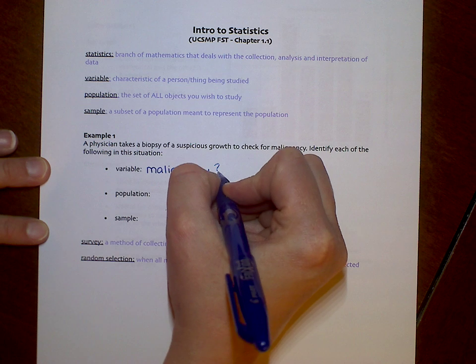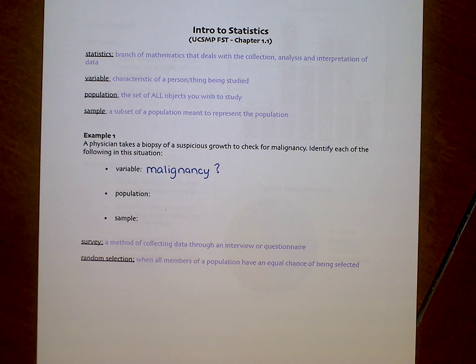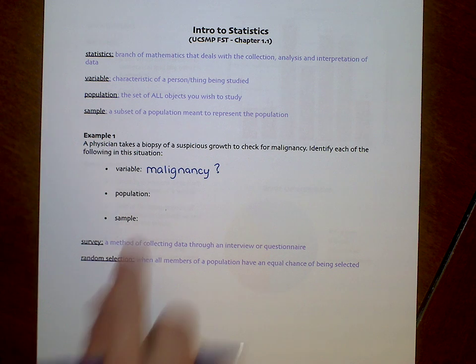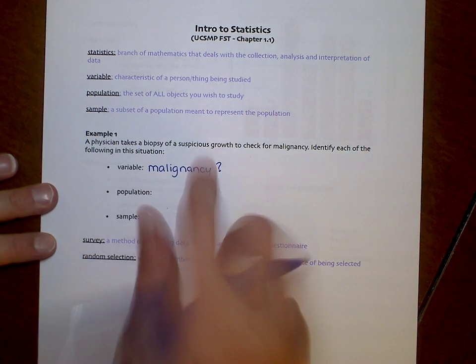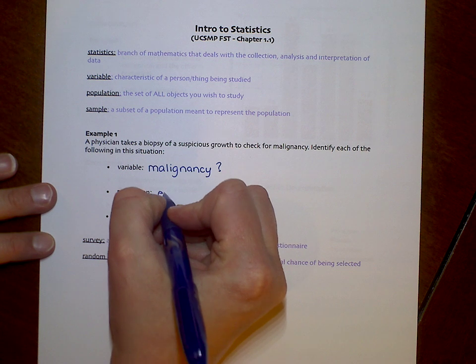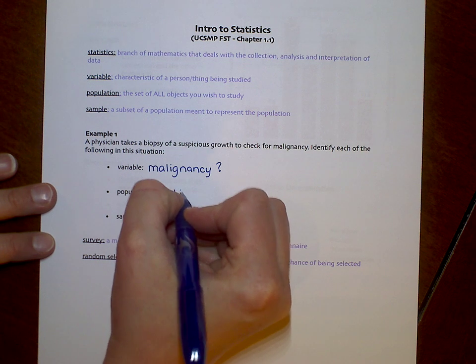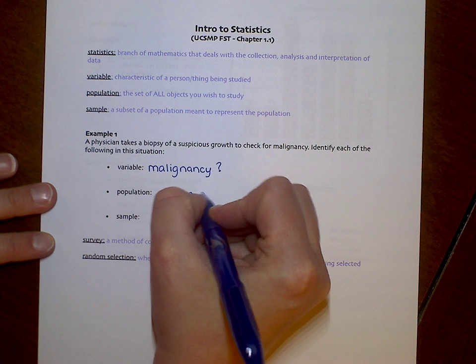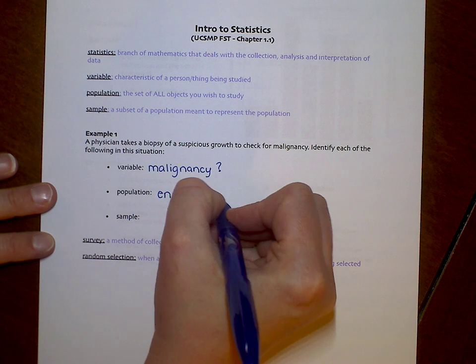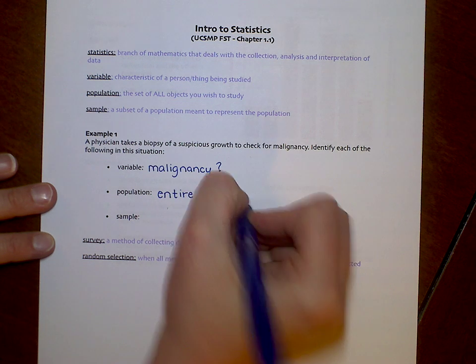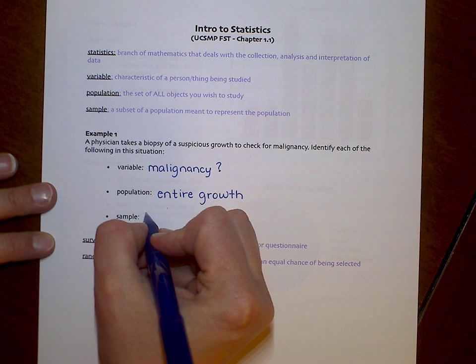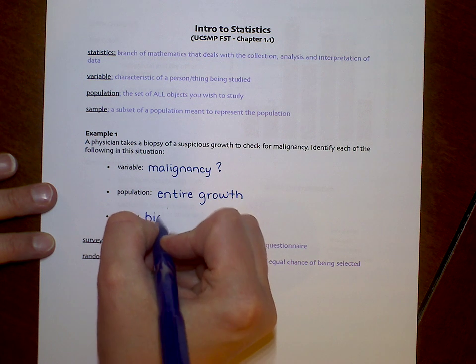And I'm going to put it with a question mark, like that's what we're trying to find out: is this malignant or not? This is like a yes or no question. Okay. The population then would be the entire growth. So all of the cells in the growth would be the population. And the sample would be just the little piece you cut off as part of the biopsy.